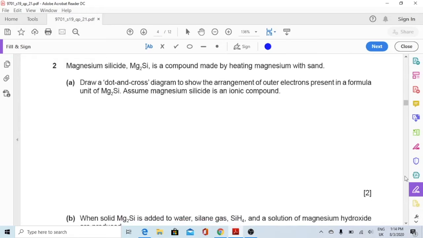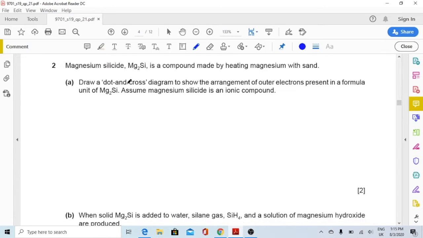Now question number 2. Magnesium silicide is a compound made by heating magnesium with sand. Part A, draw a dot and cross diagram to show the arrangement of outer electrons present in a formula unit of Mg2Si. Assume magnesium silicide is an ionic compound. So in ionic compounds, one will donate electrons and the other one will accept electrons, while in covalent compounds, they both will be sharing electrons with each other. It says to consider magnesium silicide an ionic compound, so one has to donate and the other one has to accept.